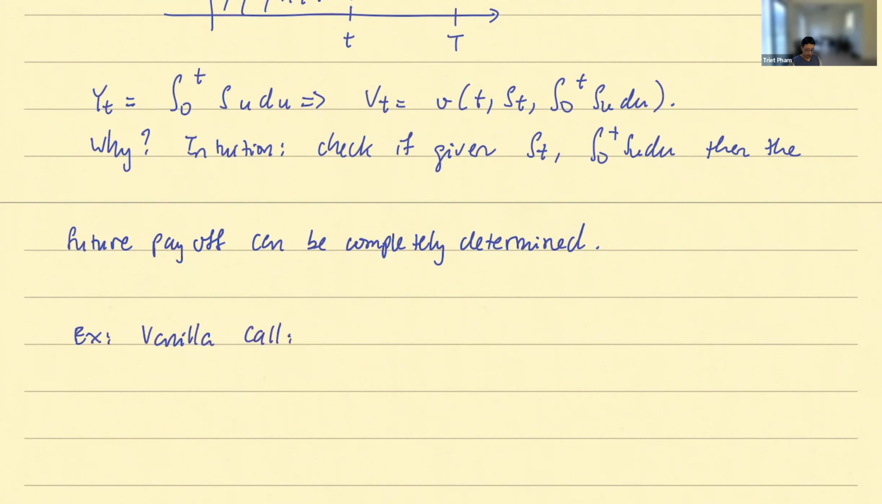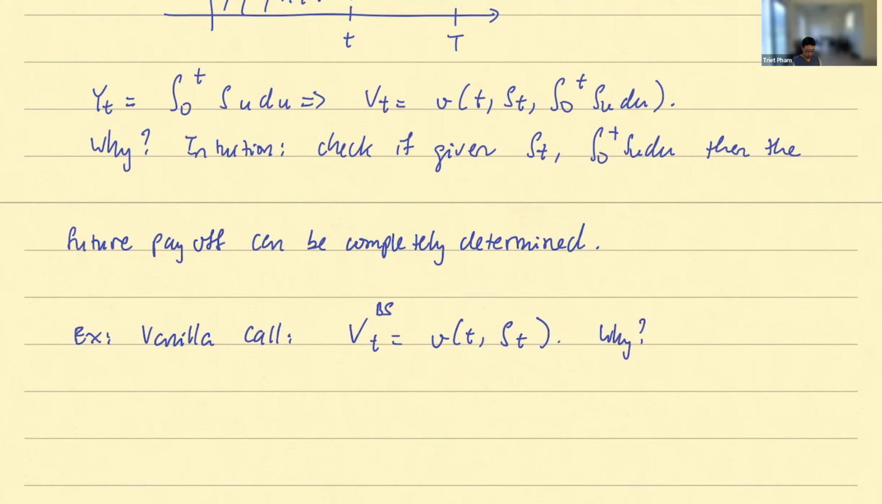So probably by now, you are so used to this that you don't even think too much about it. For the vanilla call, the value of the option can be captured by a function of t and s little t. It seems natural, I guess, but you should really question why this is true.